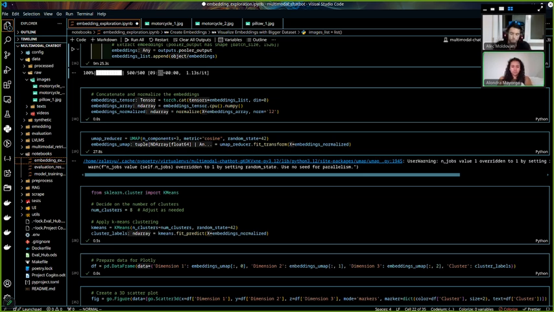So this is a tool that allows you to do dimensionality reduction. Do you know what I mean by that? No. Okay.